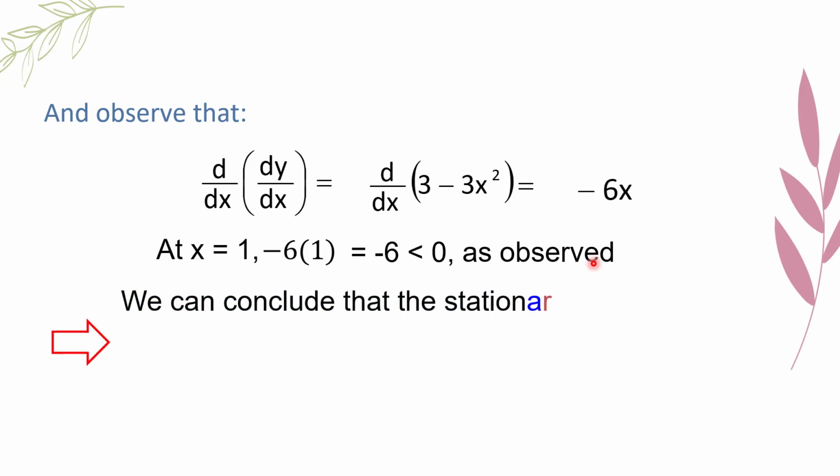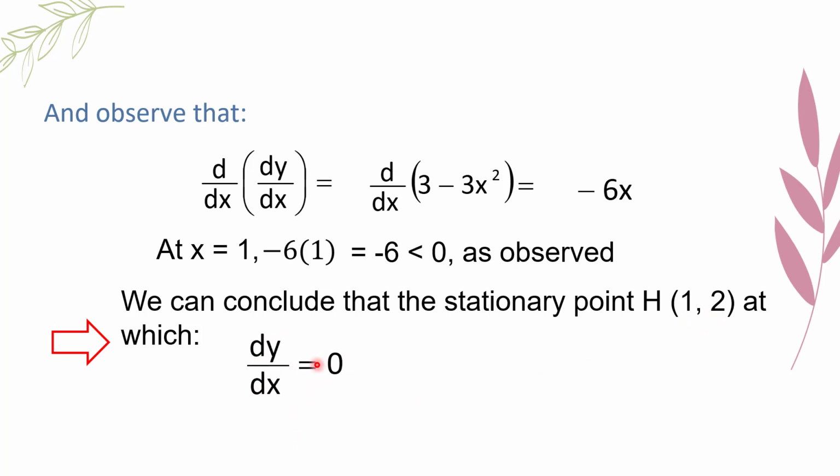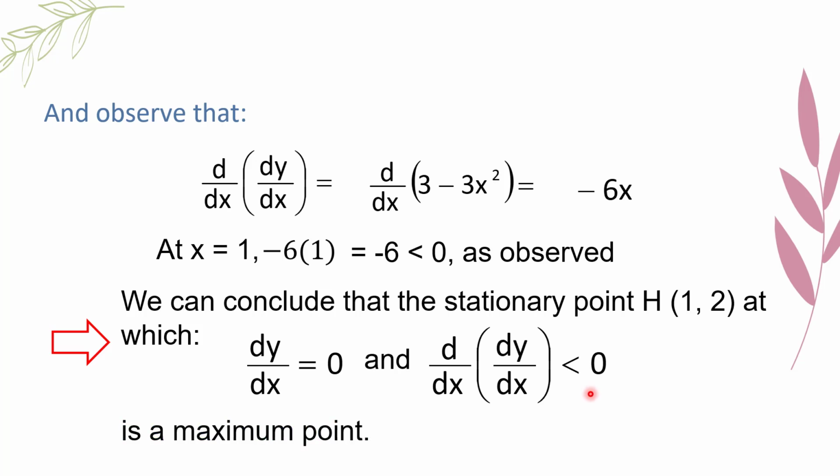So we can conclude that the stationary point H(1, 2), at which dy/dx equals 0 and the second derivative is negative, will be what kind of nature? This is a maximum point.